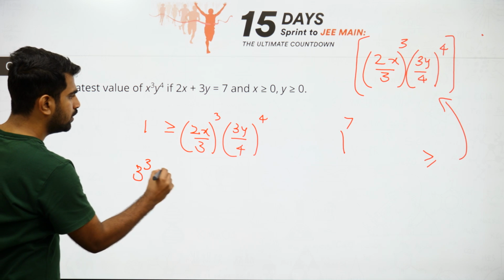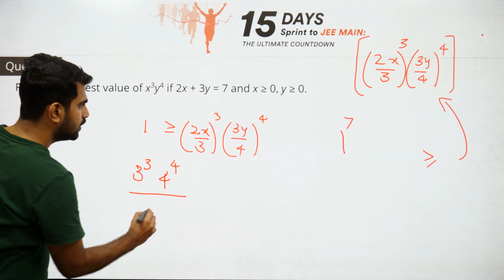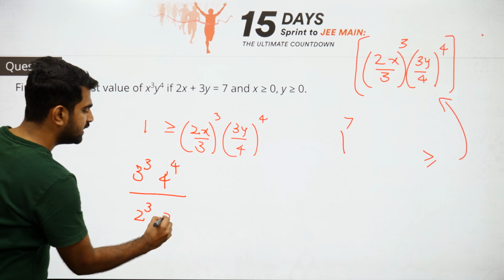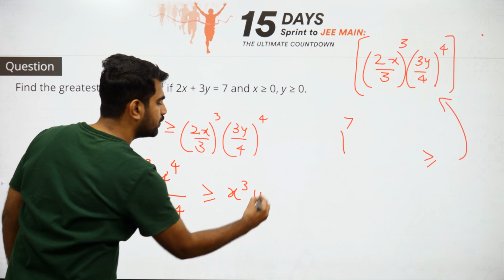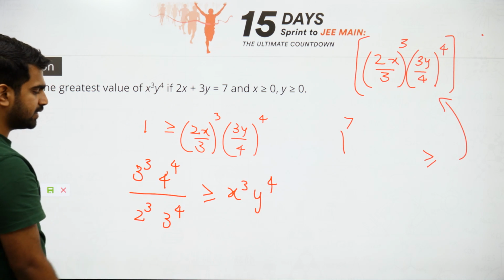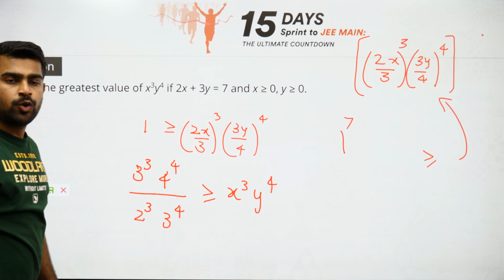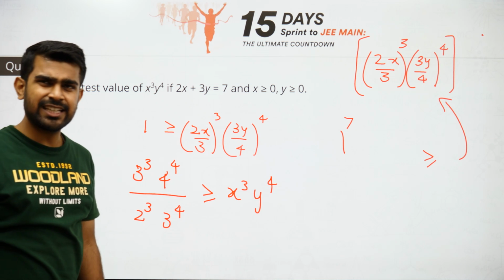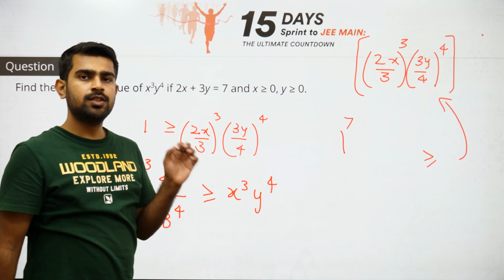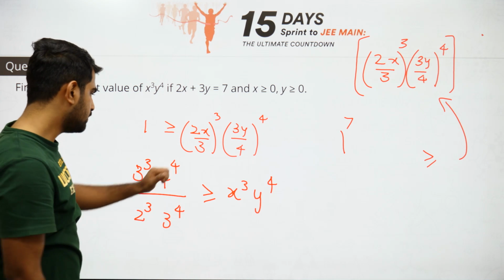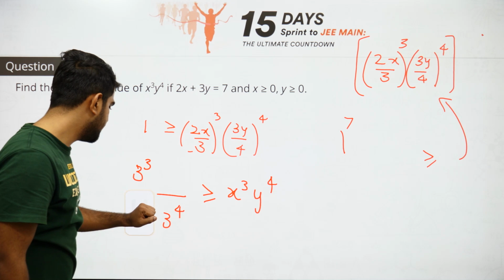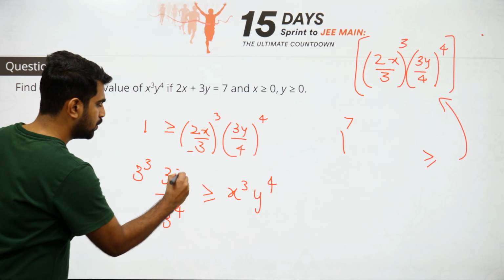It will be 3 cube, 4 power 4 by 2 cube into 3 power 4 is greater than or equal to x cube y power 4. Now simplify it. 4 power 4 is what? 4 power 4 is 256. Divided by 8. 256 by 8 is how much? 32. So let me write that down. 256 by 8 is 32.